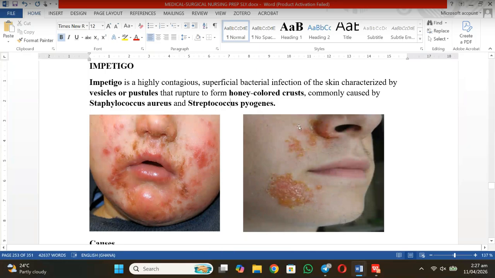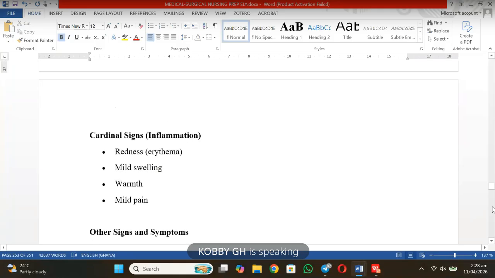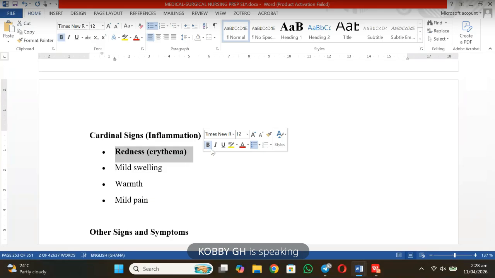Now the key points with this condition: one, it is very contagious. Again, this one will start as small vesicles at the affected area. Then when they burst, they form the honey-colored crust. Yes, so this is a typical image showing patients with that condition. When it comes to the cardinal signs, it still remains redness and erythema. You will notice mild pain, swelling around the affected parts, warmth.